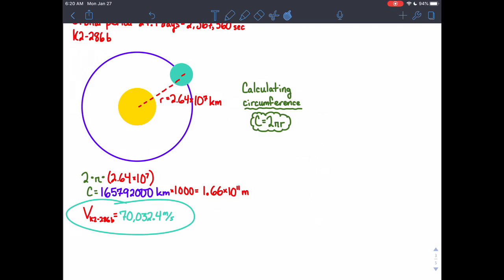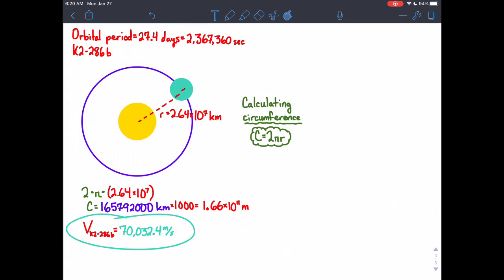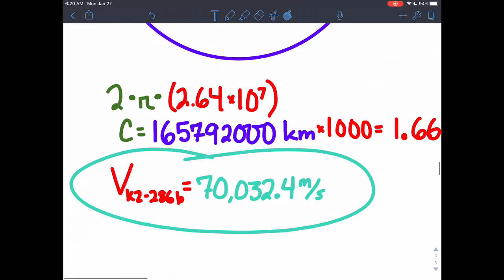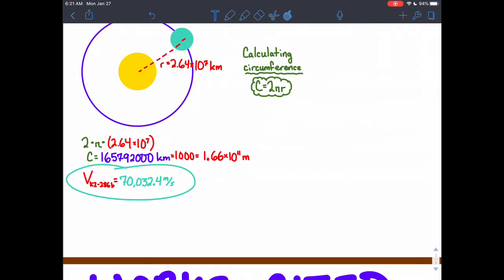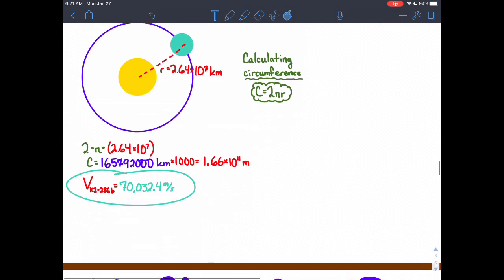Now, since I have the meters and the seconds, I just divided the meters by the seconds, and I ended up getting a velocity of 70,032.4 meters per second. That is all of the equations I can do from this given information.